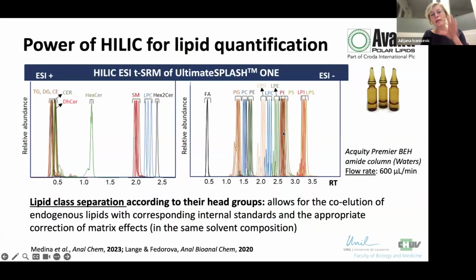So finally, we've really opted for HILIC, mainly due to its advantage to separate lipids per classes, according to their head groups. This type of separation allows for the coelution of endogenous lipids with the corresponding internal standards, and in this way, the appropriate correction of the matrix effects in the same solvent composition.